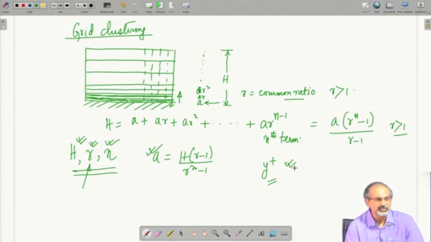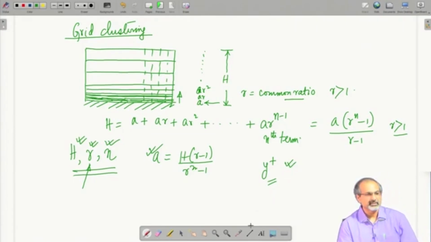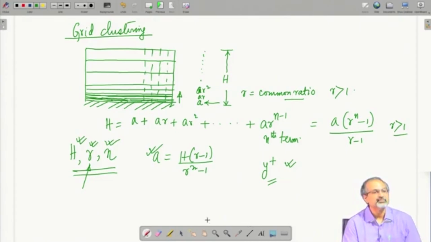That will degrade accuracy or even affect stability of the calculation in the near wall regions. So, we have to very carefully tune these parameters till we get the numbers right. Of course, this is not the only way you can cluster grids near to the surface, but this is one of the simplest ways you can try doing.